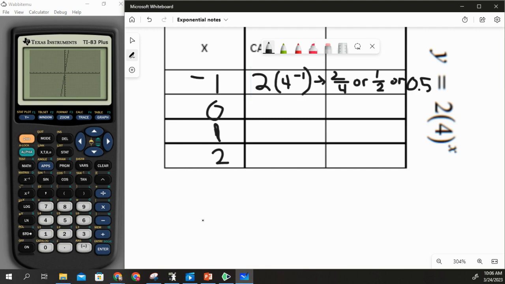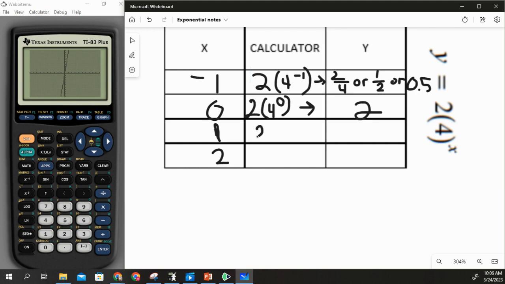All right, next one, we got something popping off. We got 2 times 4 to the 0 power. Remember, I'm writing that exponent inside of our parenthesis just so we don't get confused and try to attach it to everything else, okay? So 4 to the 0 power, that's going to turn it into 1. So that's going to be 1 times 2, which is 2.